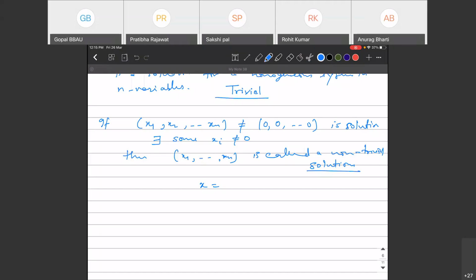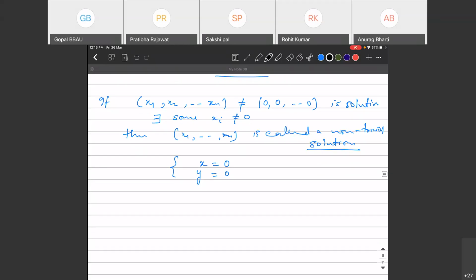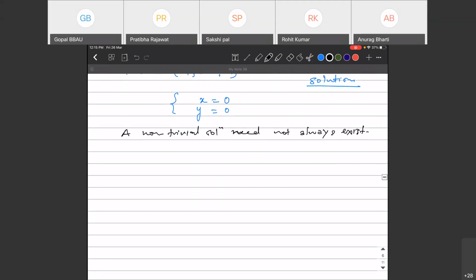If we take this system in two variables, x equal to 0, y equal to 0, this is a homogeneous system in two variables. This system has no non-trivial solution, correct? So this means what I said: a non-trivial solution need not exist. Okay?